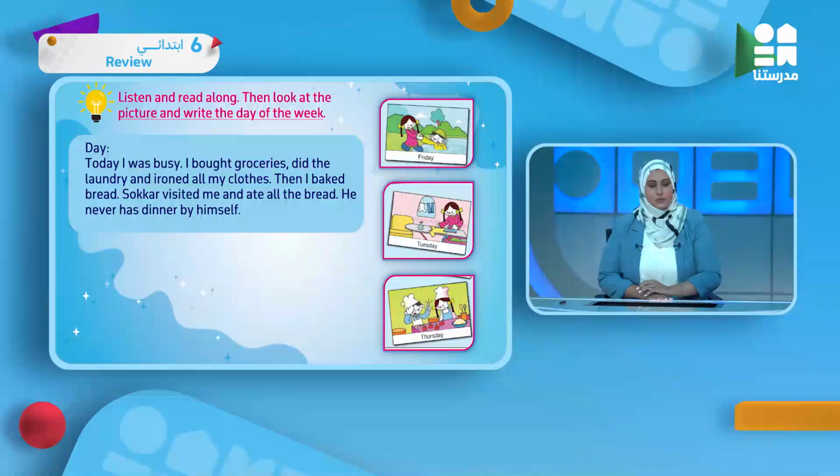Now, let's read and then see which picture goes where. Let's read together and see which picture we choose. Day, and then we have space. You're going to tell me the day. Today I was busy. I bought groceries, did laundry, and ironed all my clothes. Then I baked bread. سكر visited me and ate all the bread. He never has dinner by himself.